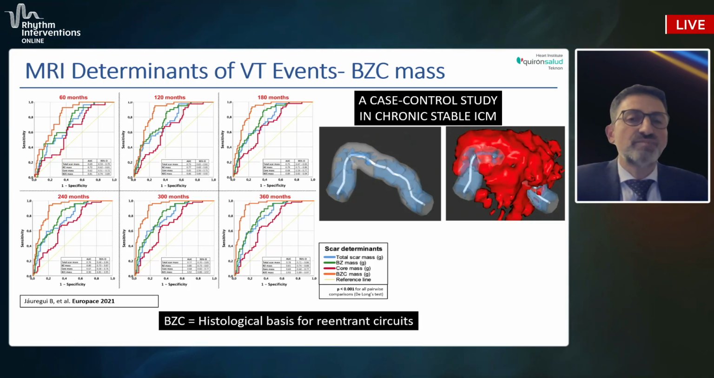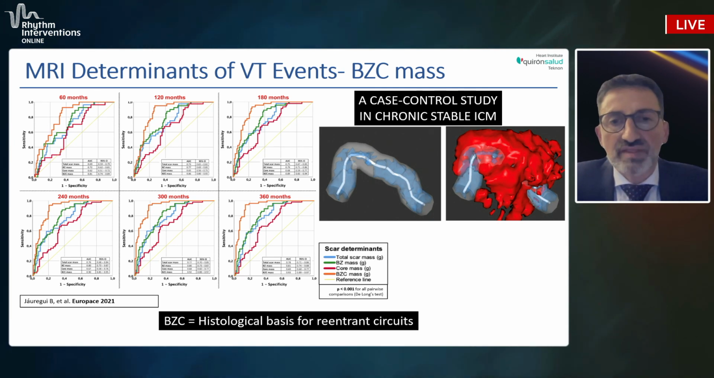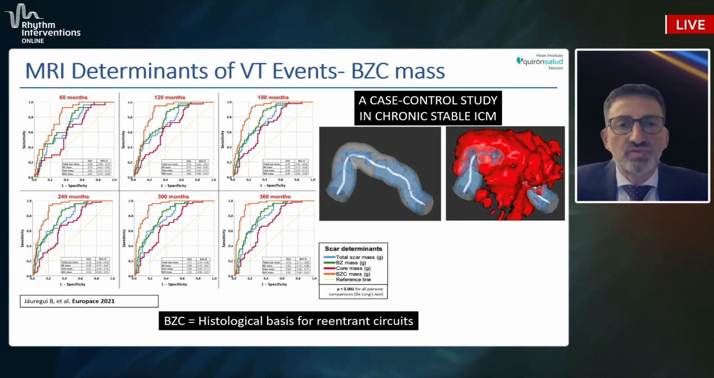Okay, this information belongs to a case control study we performed in patients with a post-myocardial infarction. Here you can see an image showing the way we identify the channels. Here you can see the center line of the border zone corridor and also the pixels that are forming part of this corridor that provide us the capacity to calculate the border zone channel mass. In red, you can see the core of the scar.